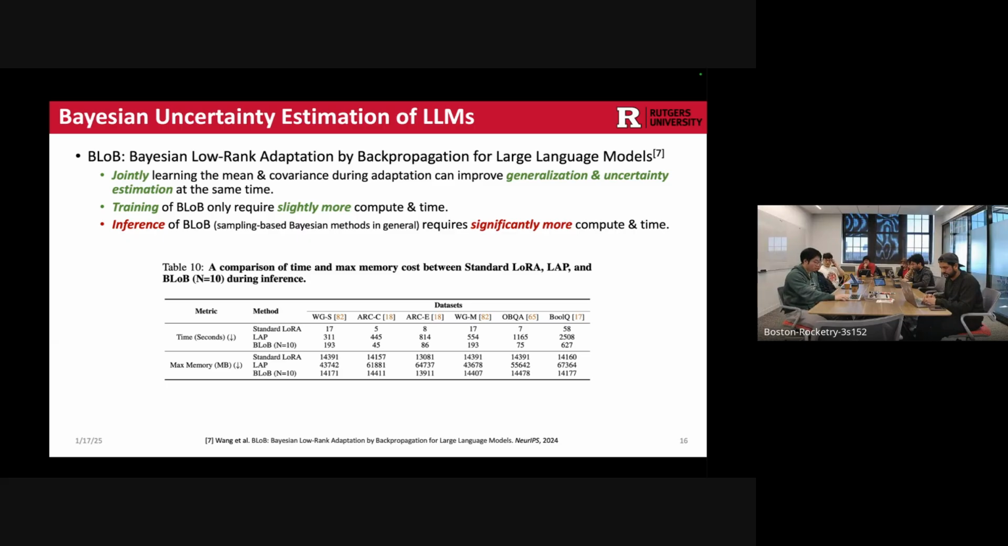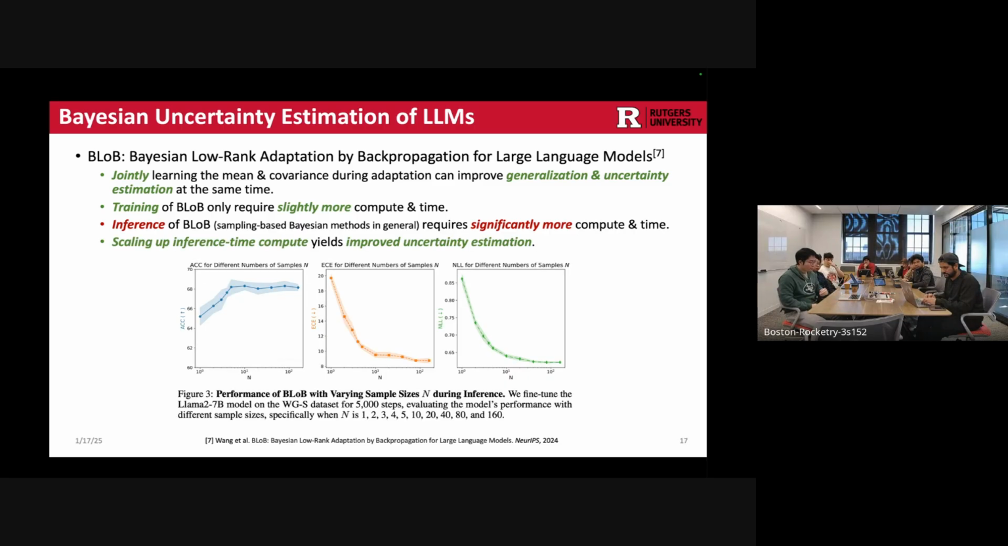But that remains for the future. And the fourth conclusion that we have is that if you scale up a little bit of the inference time compute, you will have improved uncertainty estimation. Here the x-axis represents the number of samples that you do during inference. As you can see, the ECE in the middle, the expected calibration error, keeps going down, and the NLL loss also keeps going down.